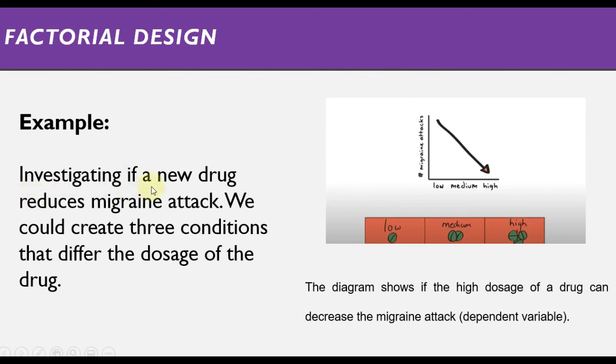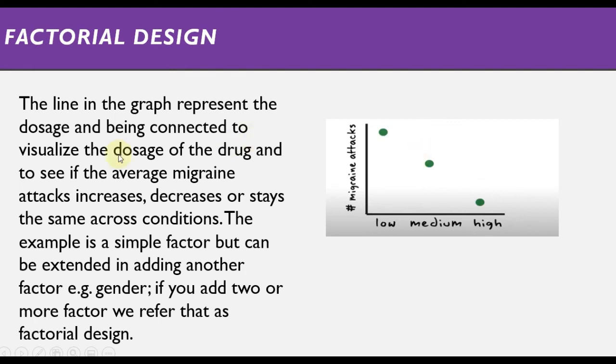Halimbawa, investigating if a new drug reduces migraine attack, we could create 3 conditions. Okay? That differ in the dosage of the drug. Halimbawa, nagpasok ka ng drug, gusto mo makita if that drug is effective. Okay? The diagram shows if the high dosage of the drug can decrease the migraine. Okay? So, meron tayong low, medium, high. Okay? The line in the graph represents the dosage and is connected to visualize the dosage of the drug and to see if the average migraine attacks increases or decreases or stays the same across conditions.